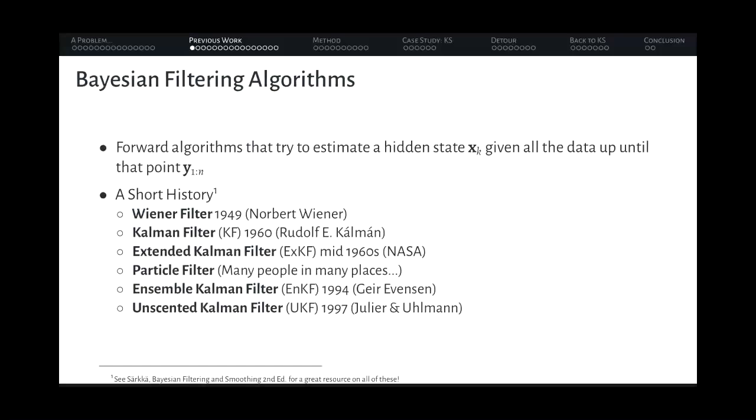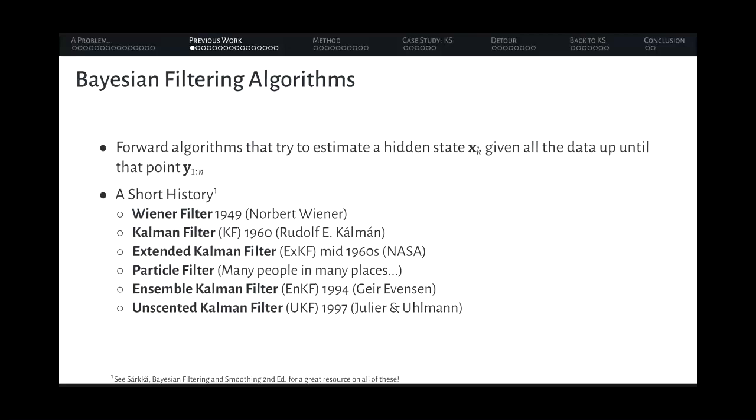Bayesian filtering algorithms. So, this problem of estimating what these distributions look like typically comes down to applying one of these algorithms based off of assumptions you make. All of them are forward algorithms that try to estimate a hidden state given all the data up until that point. And just a short history, the Wiener filter is the first archetypal example, very classic.